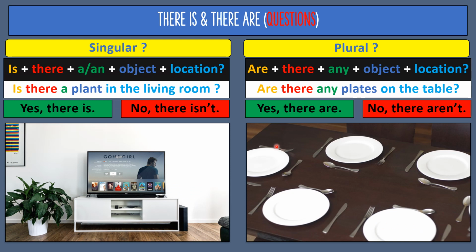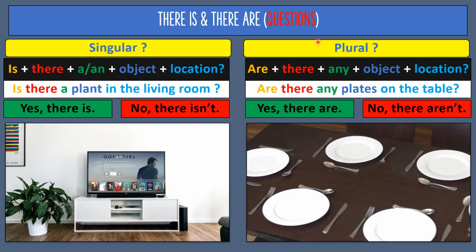To create questions with there is and there are, we need to follow the following formula. When the questions are singular, we need is plus there plus a or an plus an object plus the location. For example, is there a plant in the living room? Yes, there is. Or no, there isn't. If it's positive, yes, there is. If not, no, there isn't.